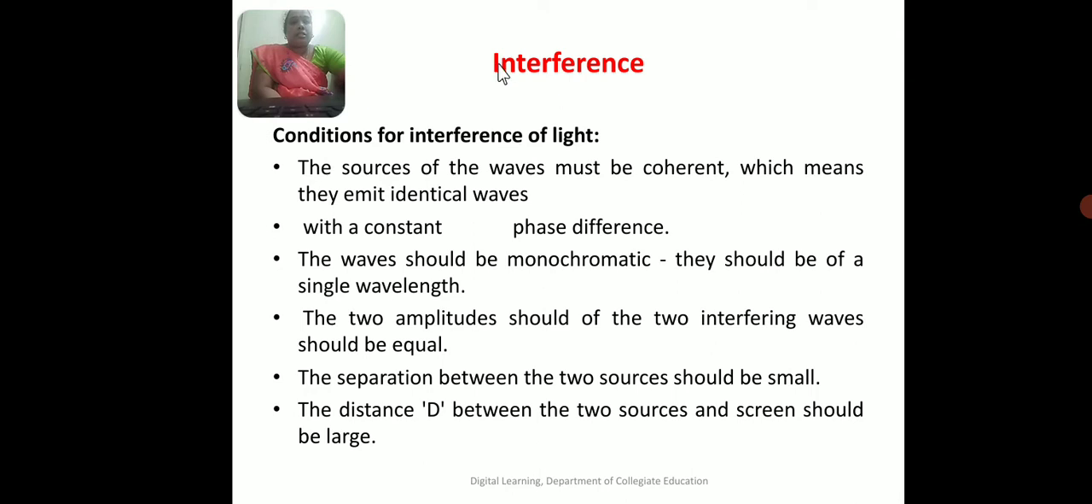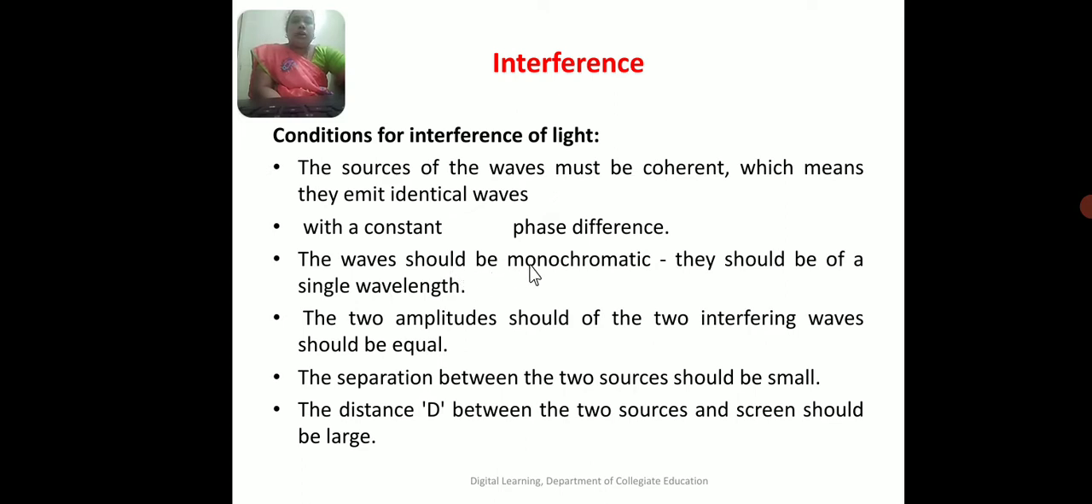So to perform the interference phenomenon, the two sources must be coherent, and with a constant phase difference. A constant phase difference means the two waves should move with a constant phase difference, meaning the angle between the two waves must be the same. The third one is that the waves should be monochromatic, meaning they should have a single wavelength. For example, a sodium source has one wavelength, 5893 angstrom, which is the yellow color. So the waves should be monochromatic.